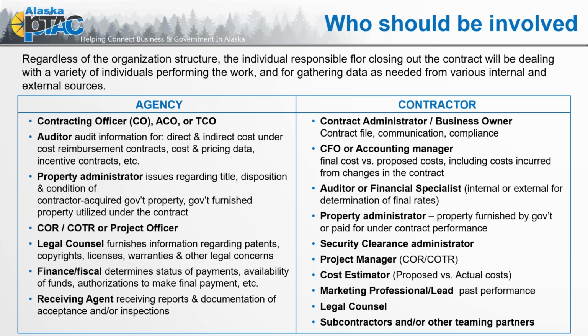So for the agency, this is where we're going to have the contracting officer, the administrative contractor, or the termination contractor. Usually the closeout contractor doesn't have its own acronym. They're just considered part of the administration closeout, administrative contracting officer team. We're going to have an auditor that will provide audit information for direct and indirect costs, indirect cost reimbursement contracts, cost and pricing data, incentive contracts, etc. They're going to have the property administrator discuss issues regarding title, disposition, and condition of contractor required government property or government furnished property under the contract.